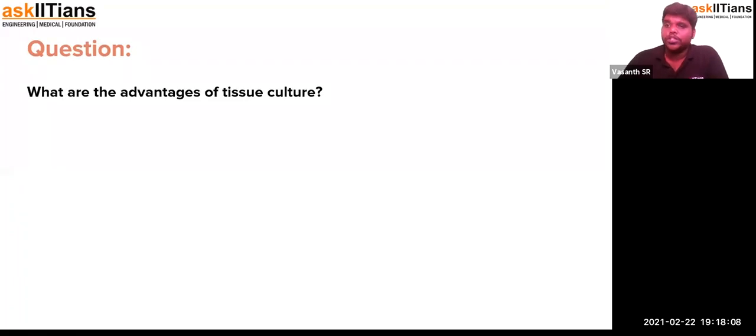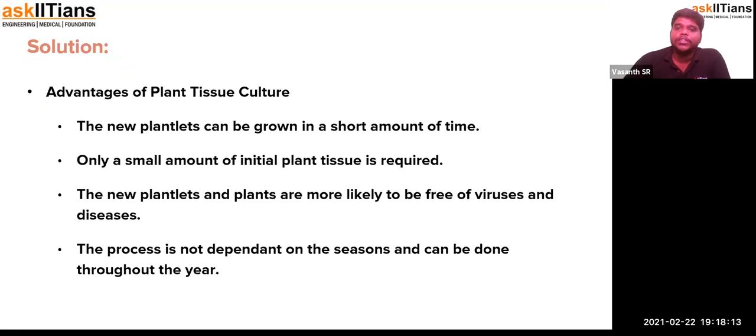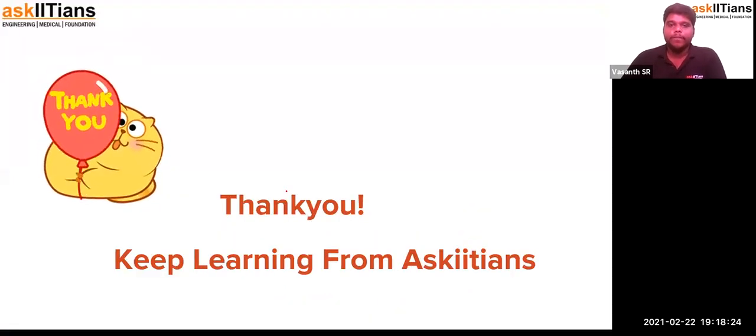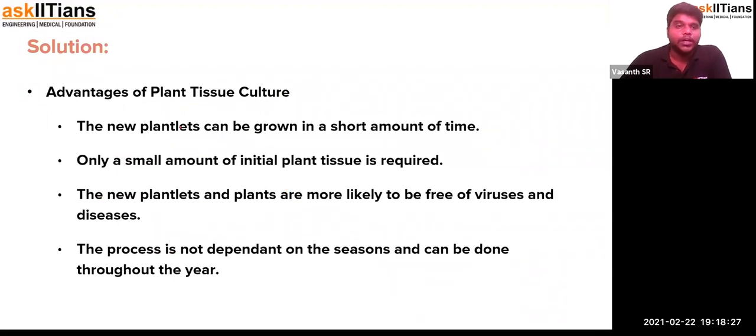What are the advantages of tissue culture? When you talk about the advantages of tissue culture, I've already told you. When the plant is in the grip of extinction, we will try to revive the plant. When we revive the plant, that is one important thing that we can do. We have a lot of other advantages. One includes growing more plants in a short time. So that's one great thing.